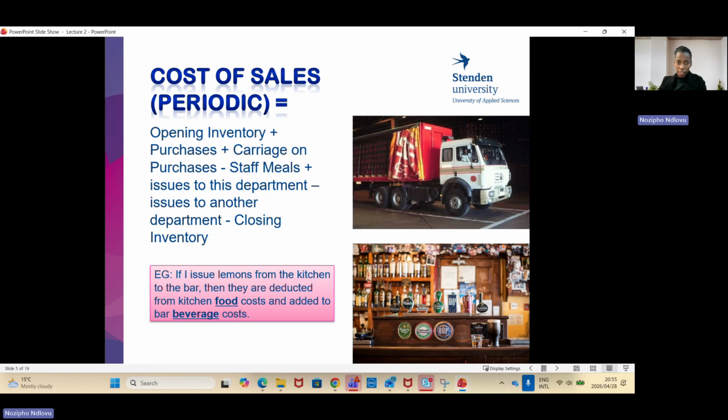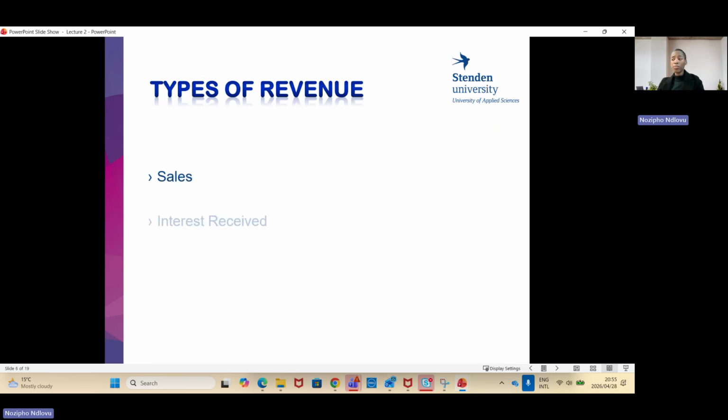Okay. Types of revenue, as I said, mostly it's just going to be definitions. We're looking at the sales, you're looking at the interest received. We have defined some of these things. We're looking at other incomes, at different streams of income that a particular business can have.